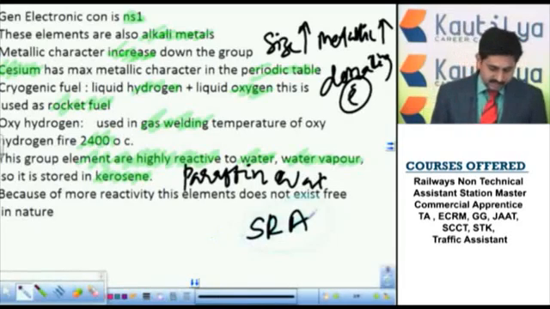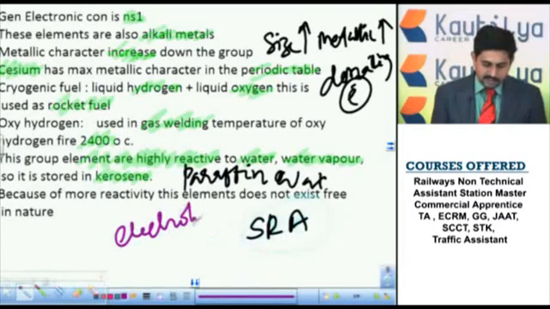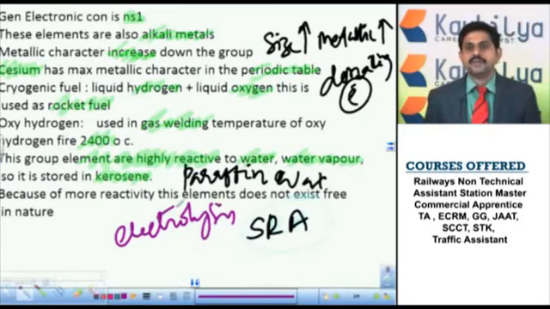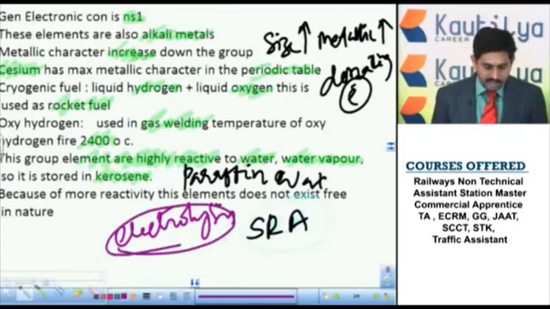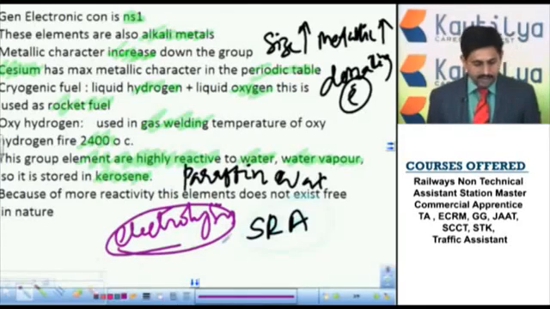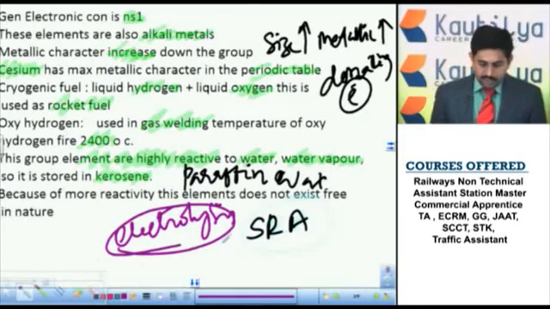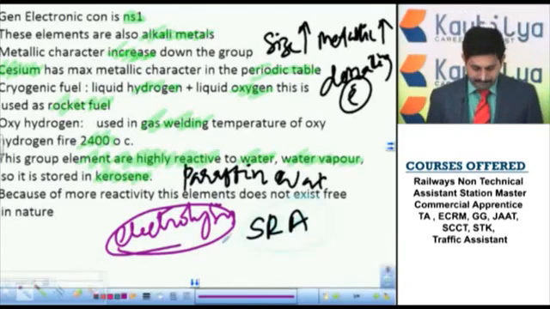However, these can be separated only by the electrolysis process. That means the extraction of these metals from their respective ores of alkali metals can be done only by the process called electrolysis. So these are more reactive and do not exist free in nature.